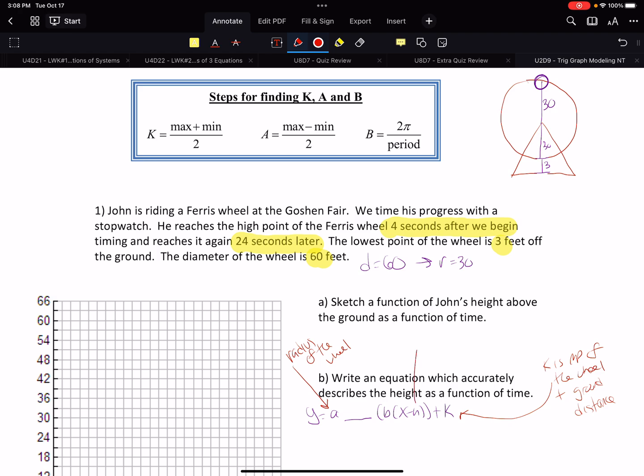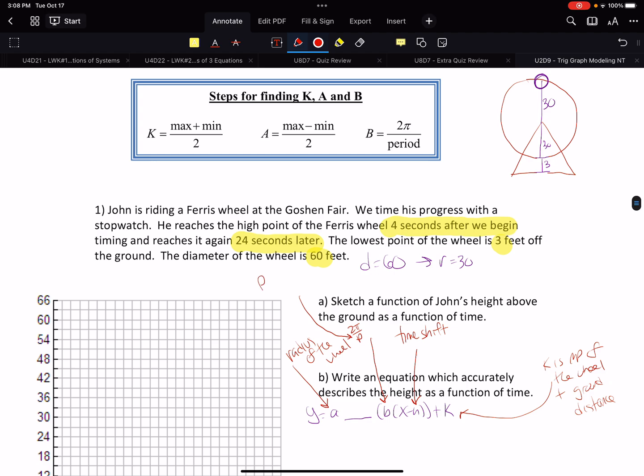Right? H doesn't have to exist, but H is a time shift. H is a time shift that gets us to either a high spot, a low spot, or the middle. So H is always going to be a time shift. B is going to be 2 pi divided by the period. Now the period, that is P equals 1 full spin. So it can be from the high point to the high point, from the low point to the low point, to the midpoint back to that same midpoint.